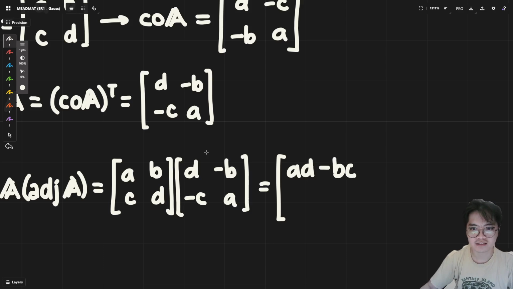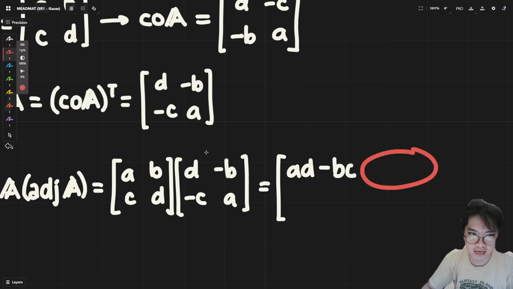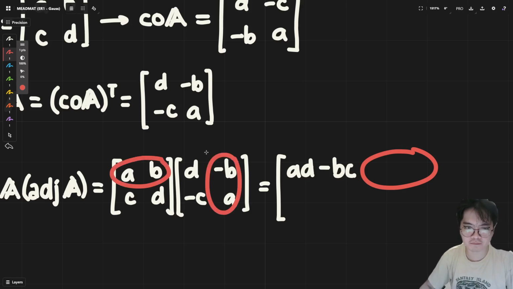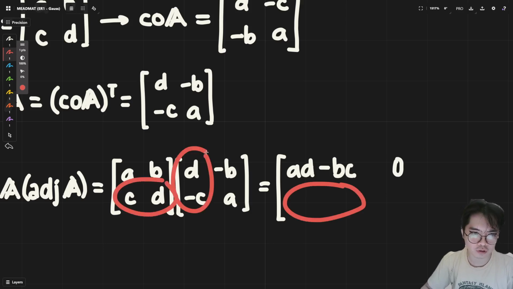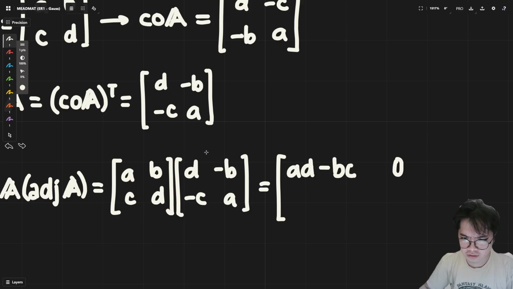Next, first row, second column. First row, second column. A times negative B, negative AB. B times A is AB. So that's a 0. Okay. Next, second row, first column. Second row, first column. C times D, CD. D times negative C, negative CD. So if you add them together, they become 0.